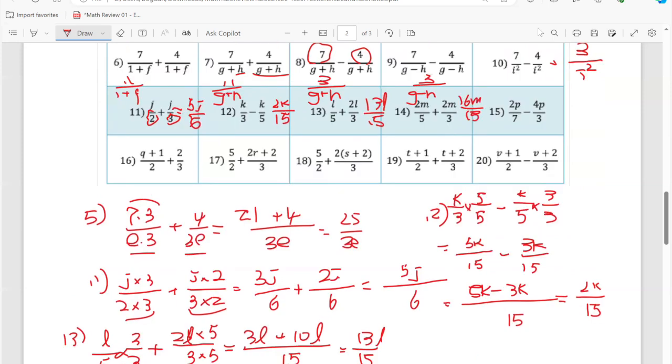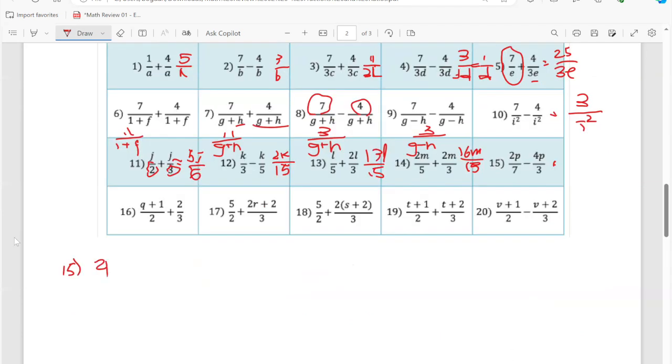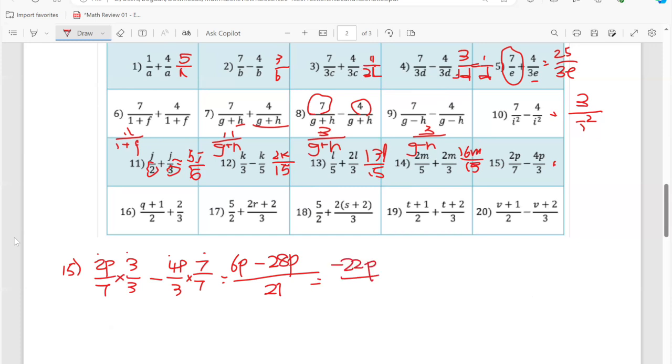Okay. And so we're going to do 15 the same way. So 2p over 7, I have to multiply 3 on both up and down, minus 4p over 3, multiply 7 on both, equals 3 times 7, 21. 2 times 3, 6p, minus 4 times 7, 28p. Therefore, 6 minus 28 is minus 22p over 21. That equals minus 22p over 21.